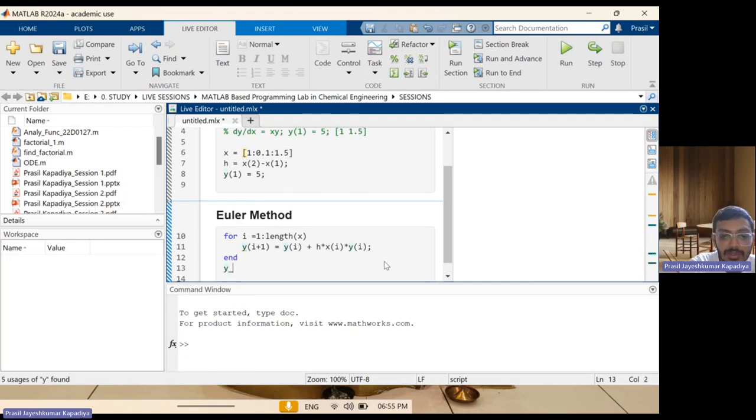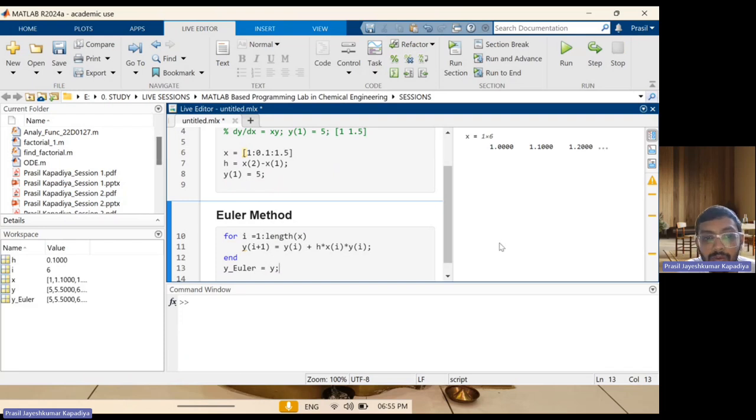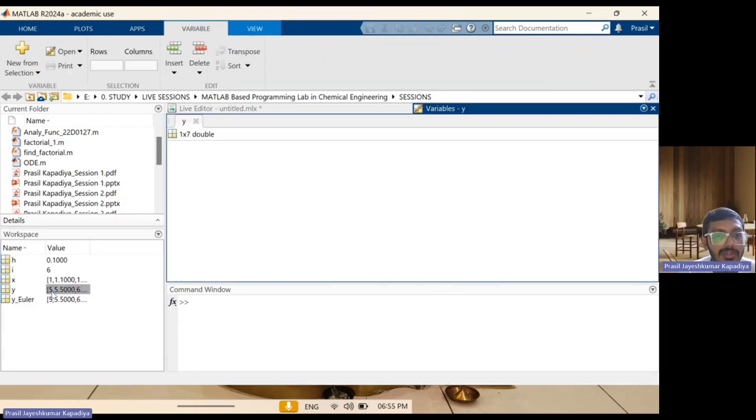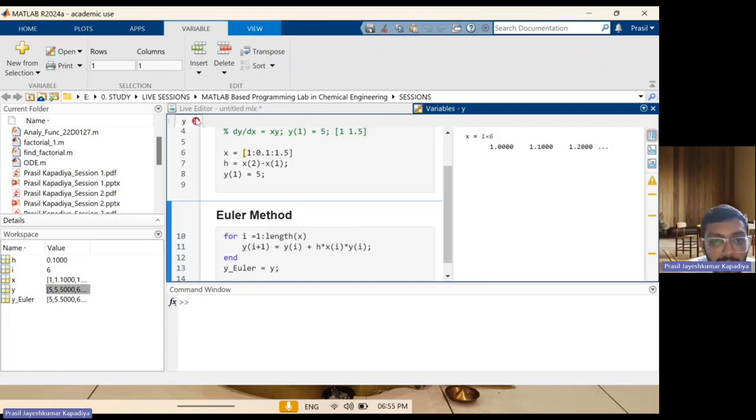And I will say my solution y is equal to, I'm saying this y as y Euler. And let's try to run this. So see, I have received the solution as these points: 5, 5.5, 6.1050, 6.8376, 7.7265, 8.80, 10.12. This is using Euler method.